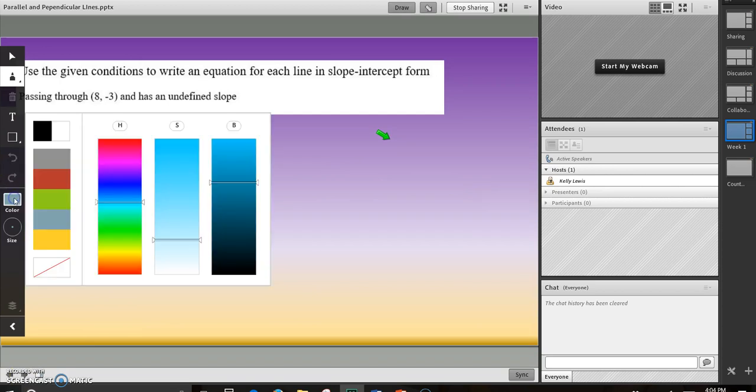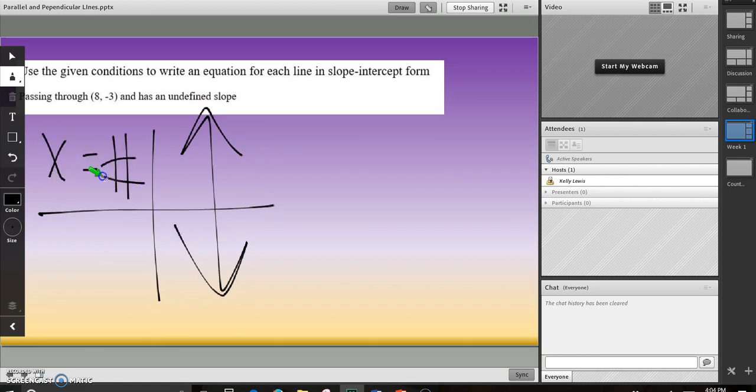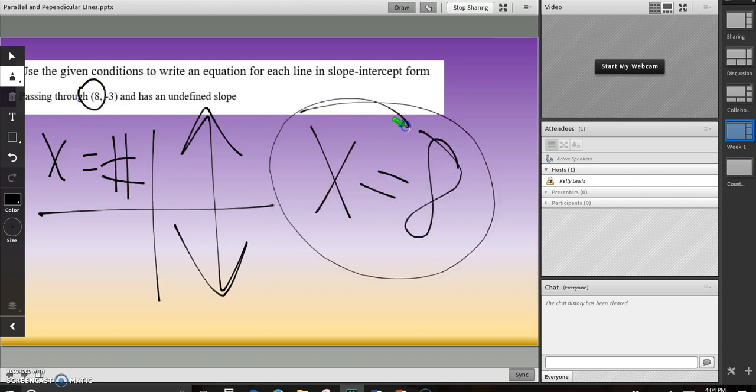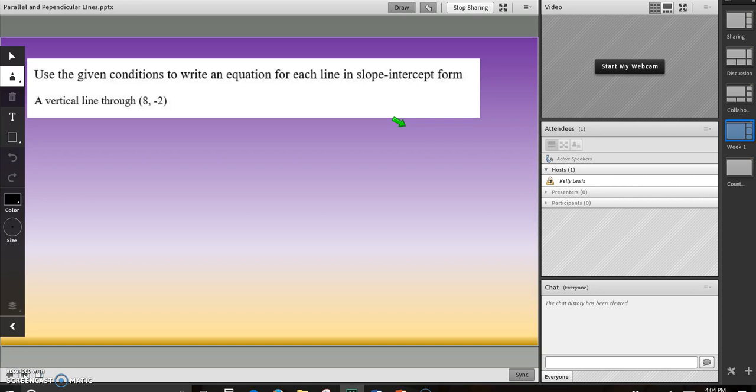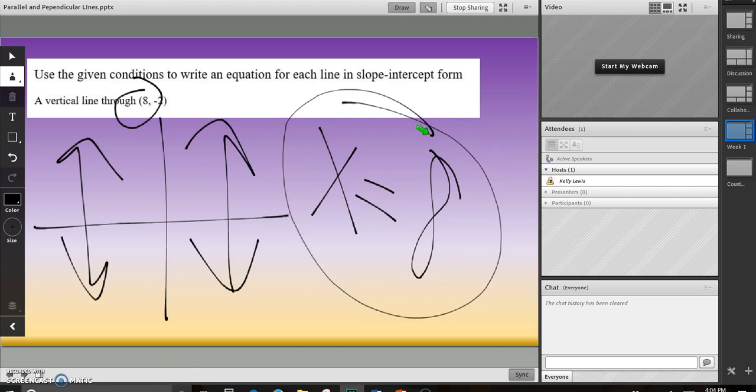All right, let's think about this one. An undefined slope is a vertical line. A vertical line is when x equals a number, and the only number that x equals right here is 8. Let's do another one like that. Here's another vertical line. A vertical line is when x equals a number. The number that x equals right here is 8. It happened to be the same thing.